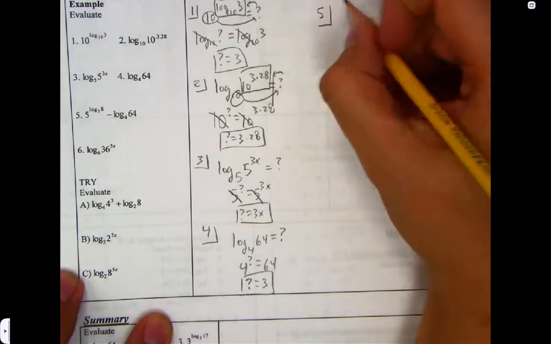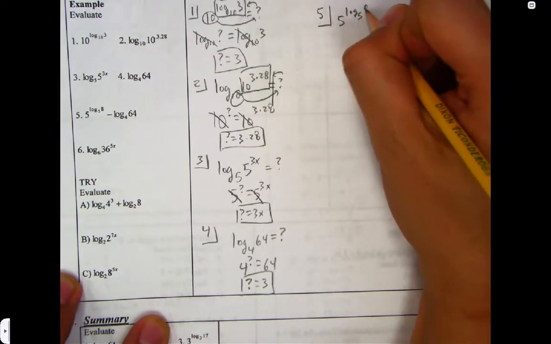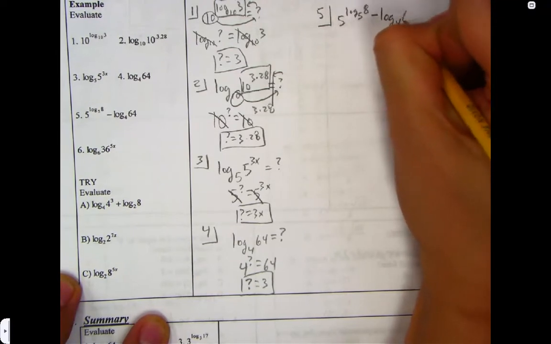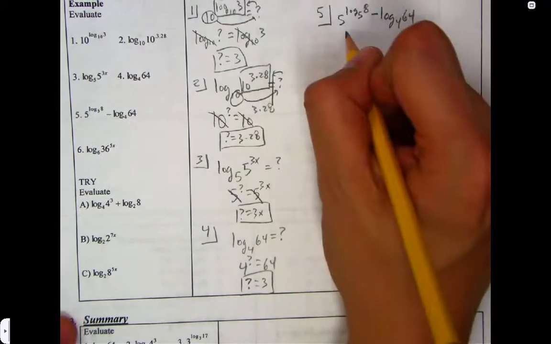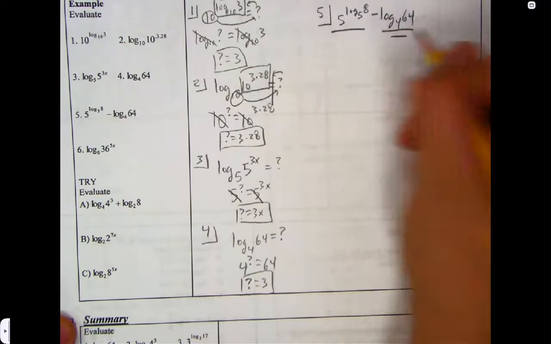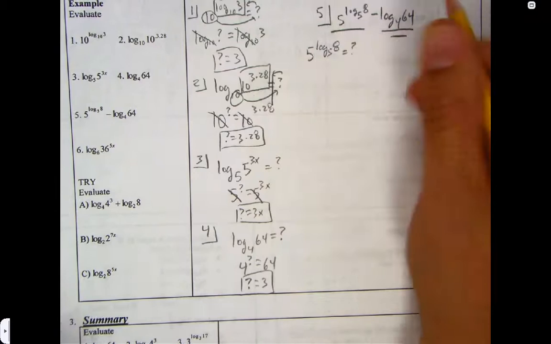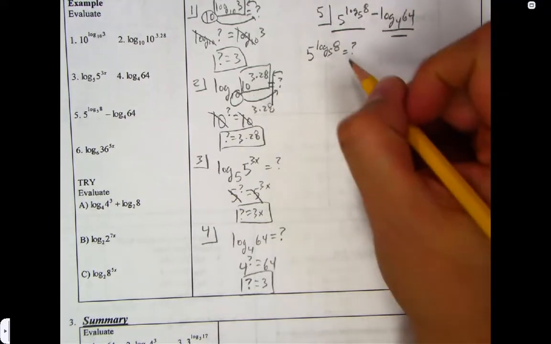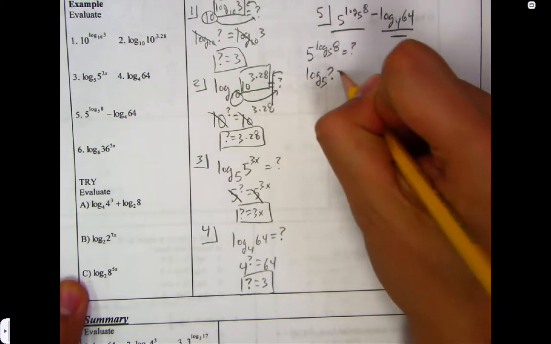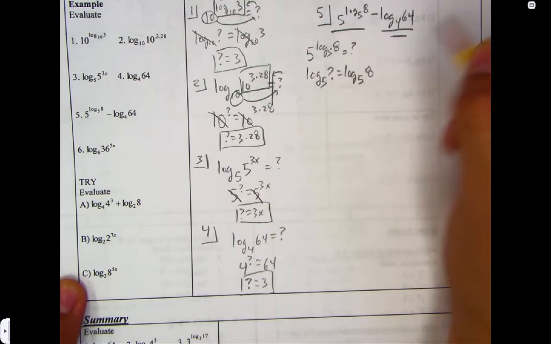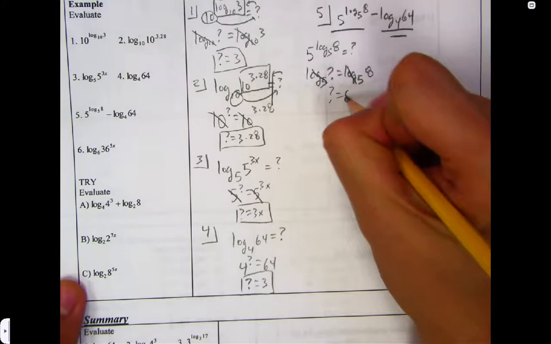Example 5. 5 to the log base 5 of 8 minus log base 4 of 64. Now this one's kind of tricky because there's two parts to it, so I'm going to separate it. I'm going to do this part first, then I'm going to do this part. So 5 to the log base 5 of 8 is equal to something. We're going to figure that out. This is in exponential form, so I'm going to put this in log form. So log base 5 of question mark is equal to log base 5 of 8. It's a one-to-one property of log, so question mark has to equal 8 for them to be equal.